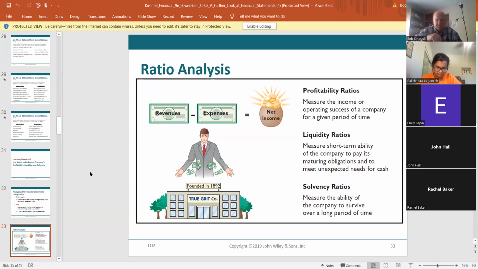Ratio analysis. Profitability, liquidity, solvency, excuse me. It's good whiskey.